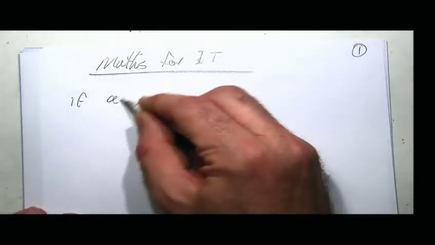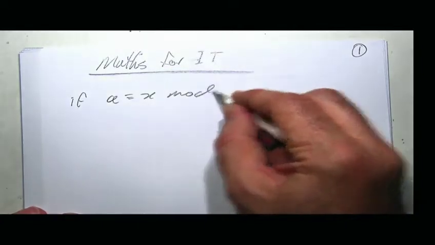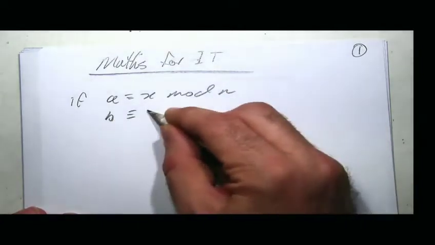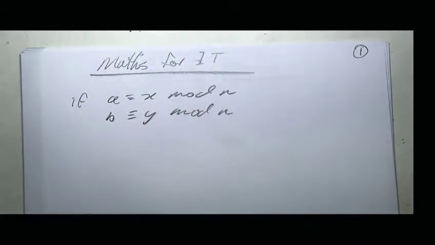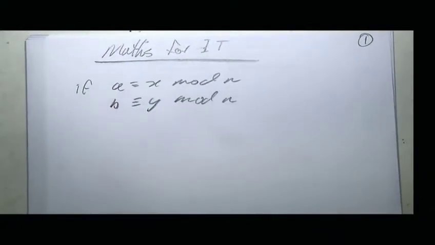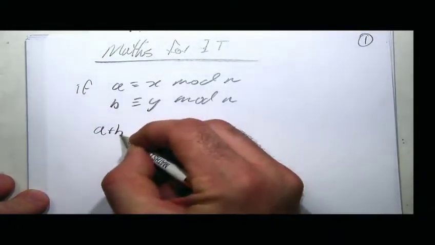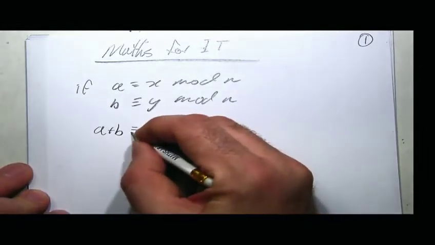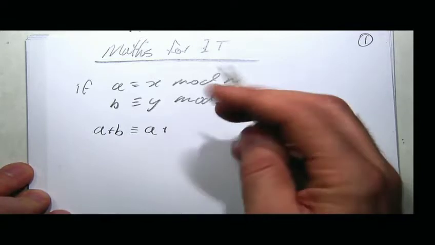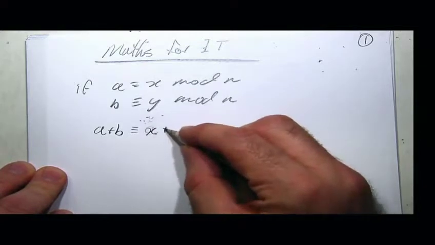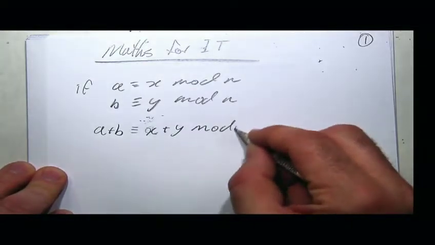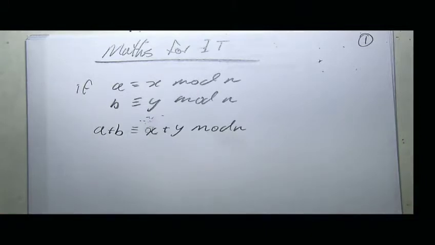So if A is congruent to X mod N and B is congruent to Y mod N, if I want to do something simple like just add them up, if I do A plus B, what can I say about it? Well, that's going to tell me that it's congruent to X plus Y mod N. So if I'm adding two numbers that we know are congruent to something or other, then we're basically adding those values that they're congruent to.